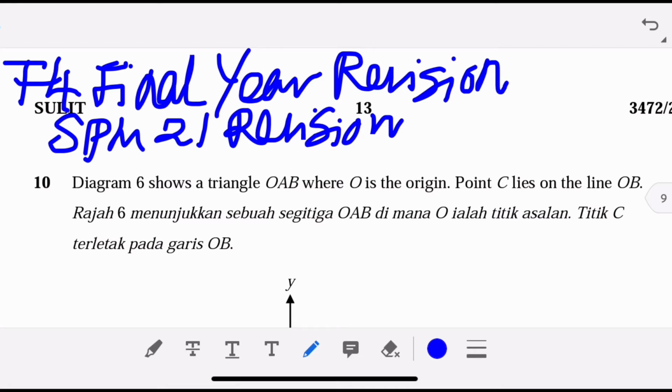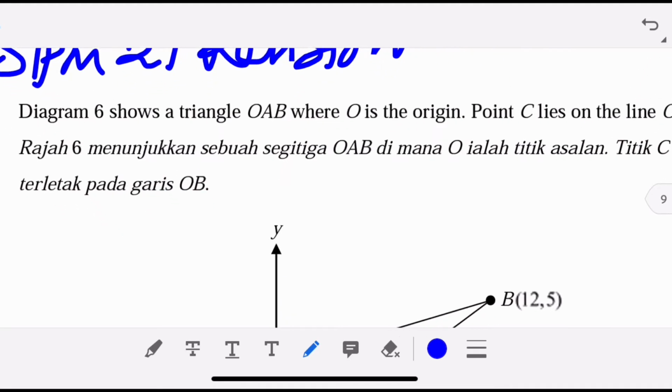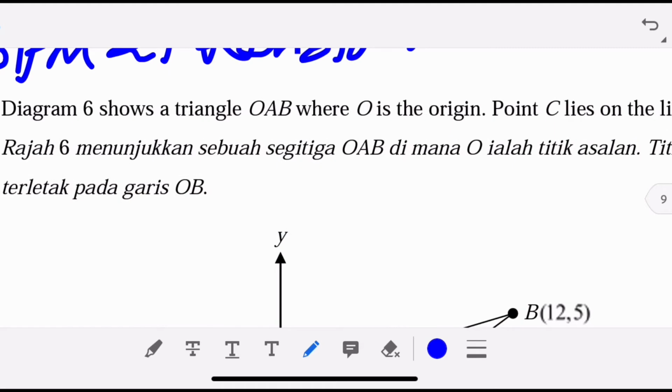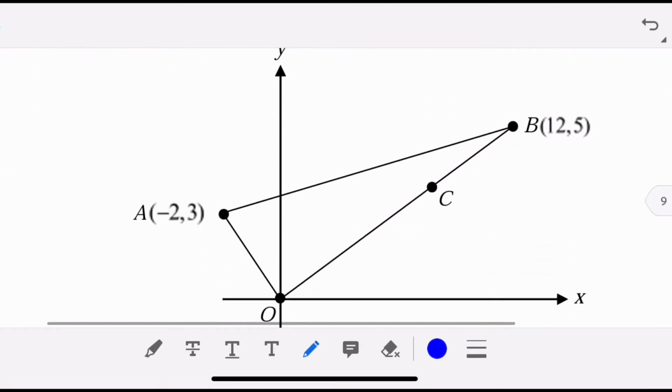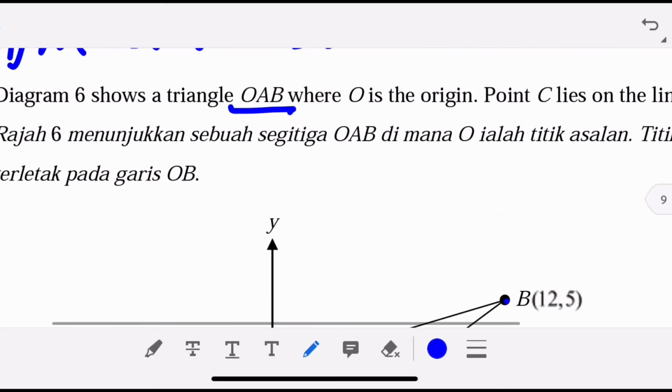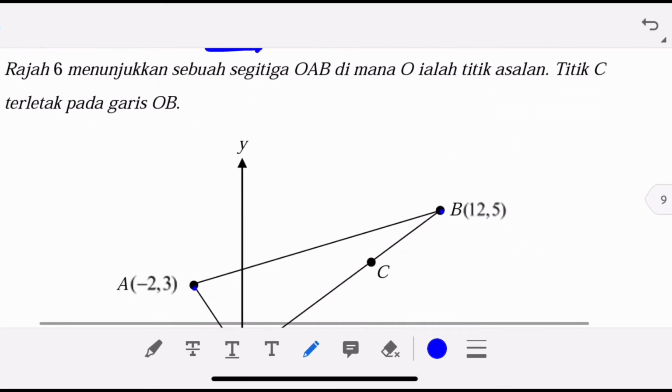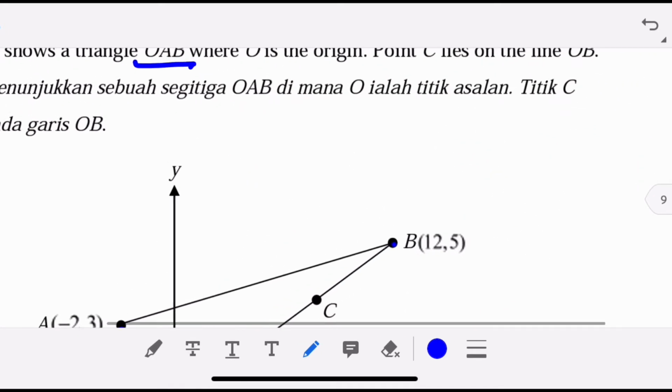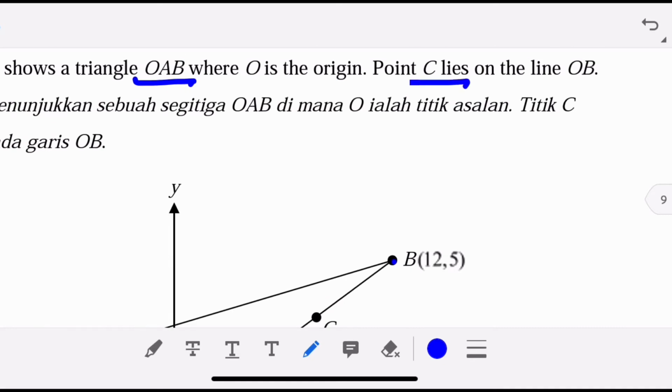Okay, let's have a look at this topic. This is about coordinate geometry. So actually all the students should target to score high marks for this question. If possible, you score a perfect 10 marks.